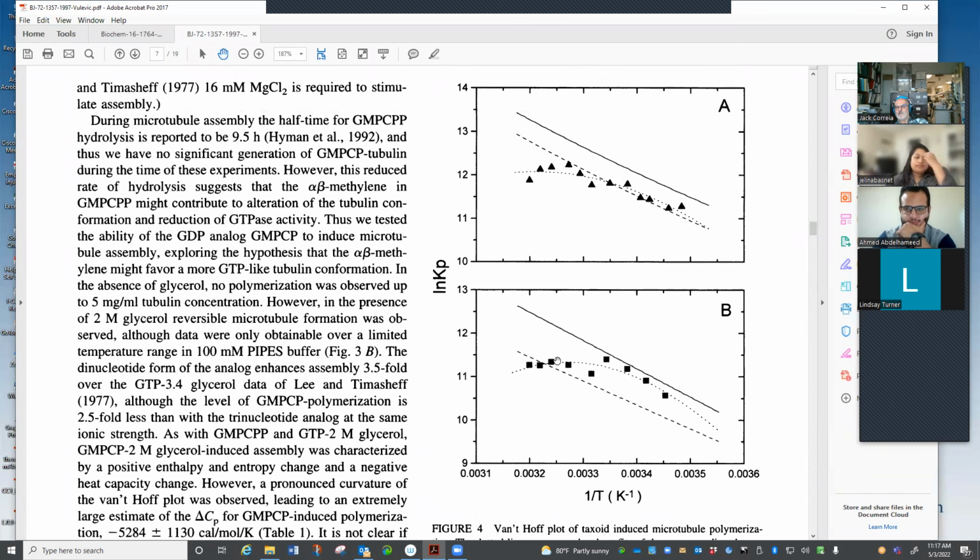The fact that the ln K versus 1 over T plot goes down like this. Remember, the slope is minus delta H over R. So a negative slope means that the enthalpy is positive. The curvature means that the heat capacity is negative. The positive enthalpy then transitions to a positive entropy. All of that is consistent with the hydrophobic effect. All of that is consistent with burial of hydrophobic surface, release of water, et cetera.